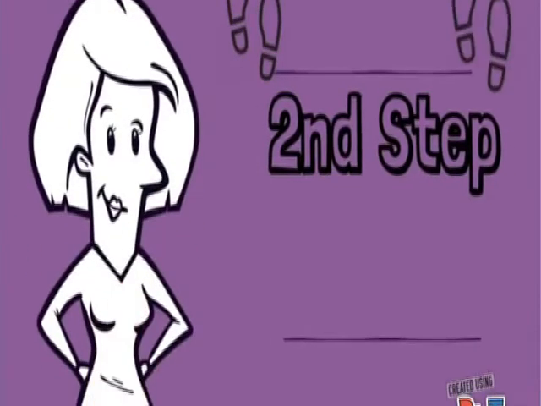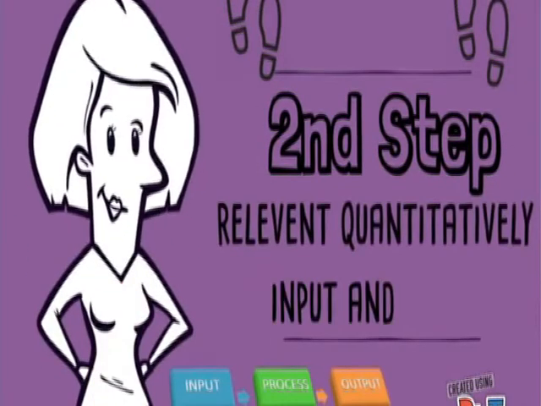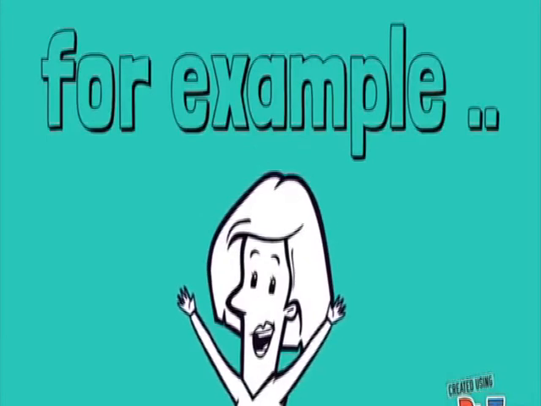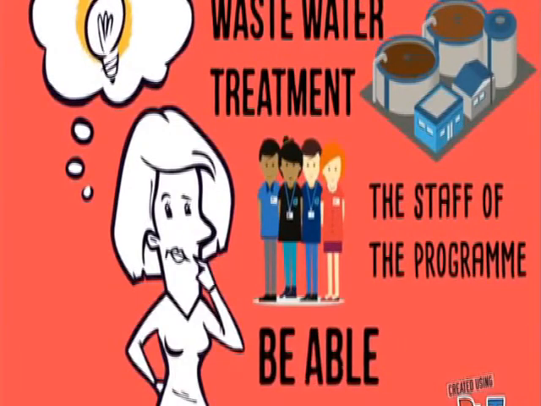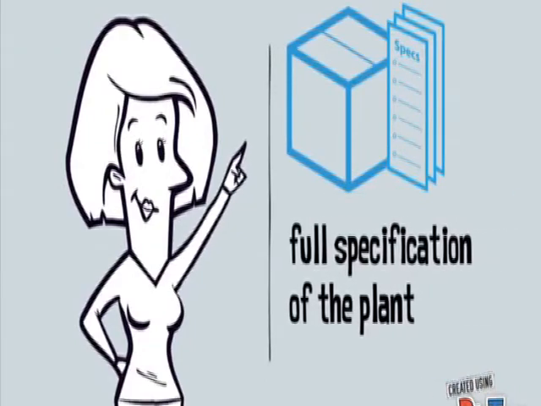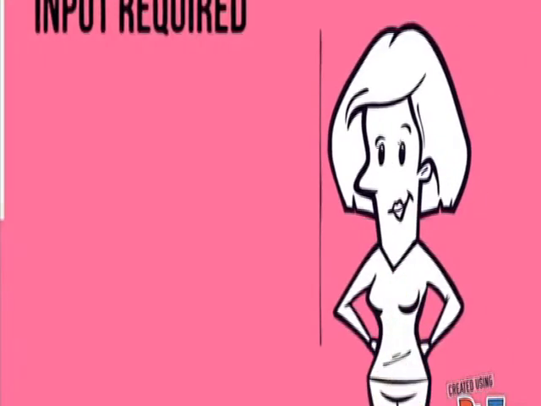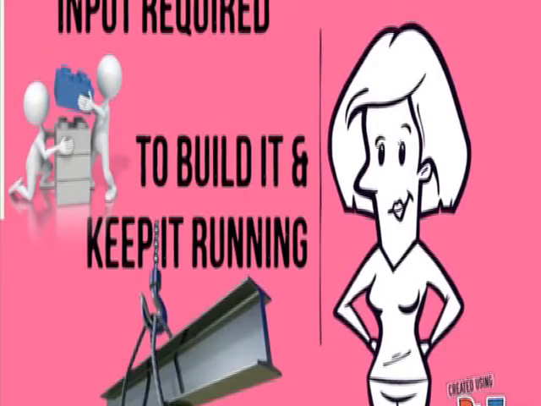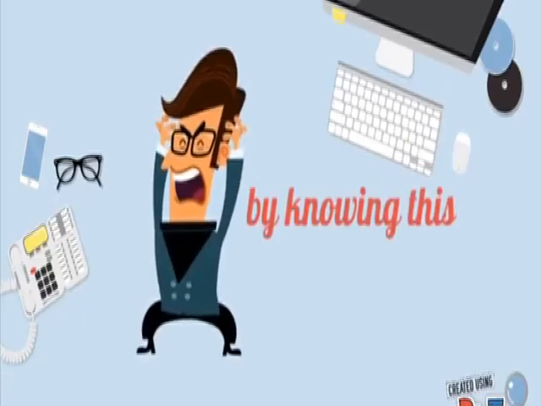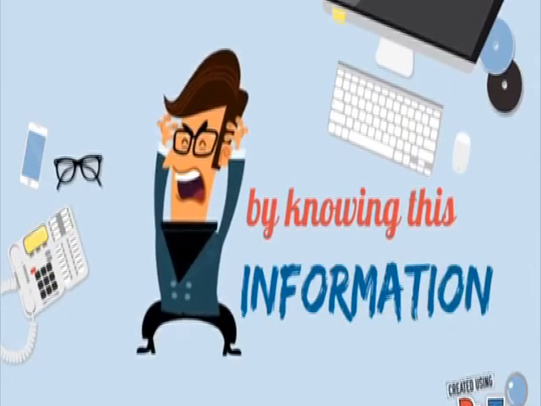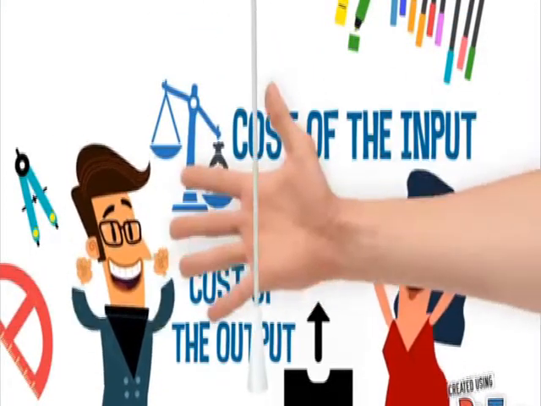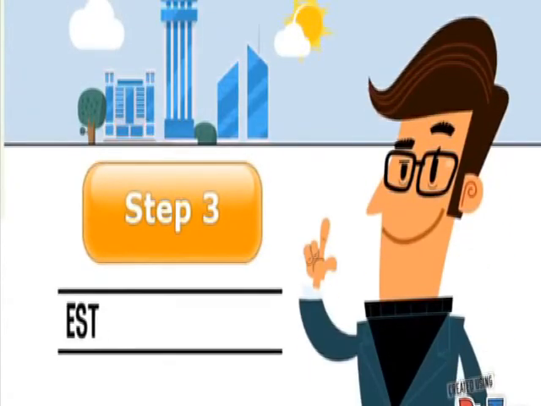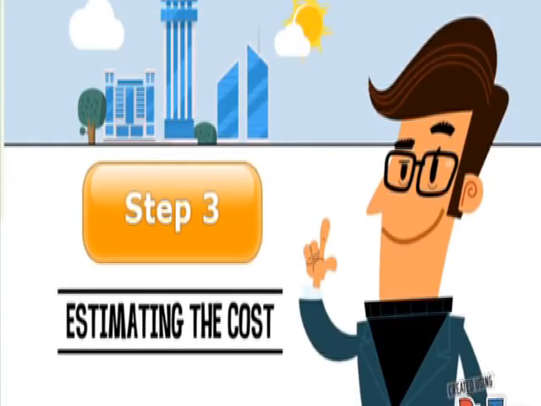The second step is to include all relevant quantitative input and output of the project. For example, if we are planning a wastewater treatment project, the staff of that program will be able to provide a full physical specification of the plant together with the input required to build it and keep it running. Hence, by knowing this information, we will be able to know the cost of the input and output of the program so that it is easier to continue to the next step, which is to estimate the cost and the benefit of the input and output.